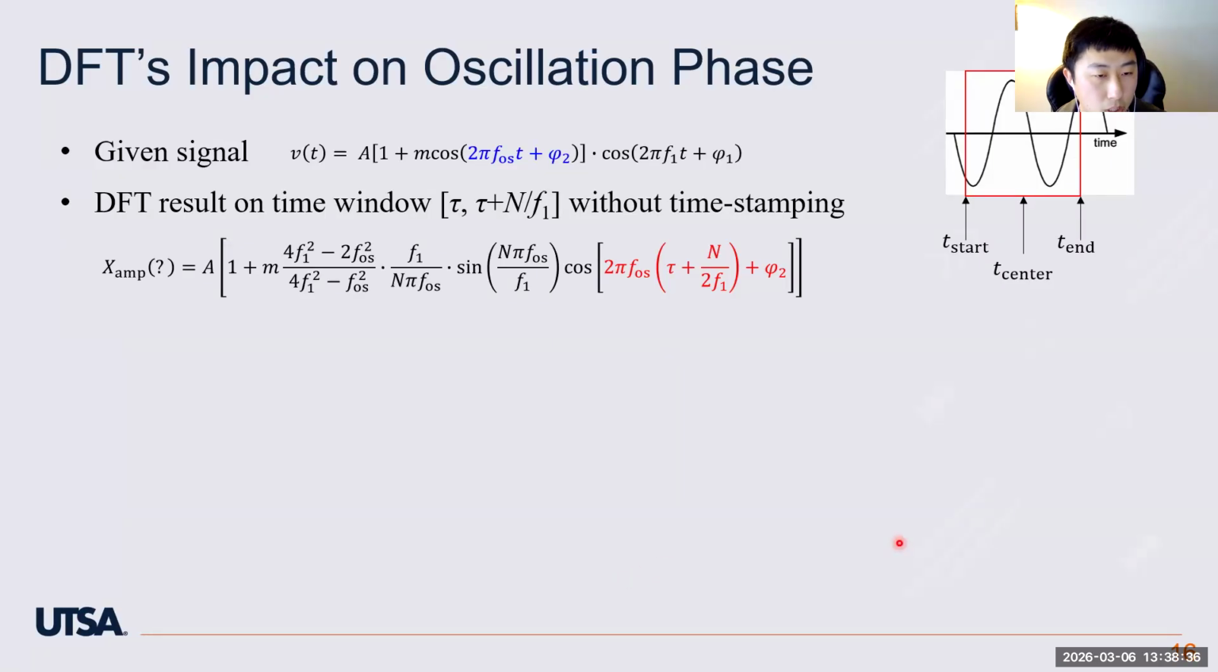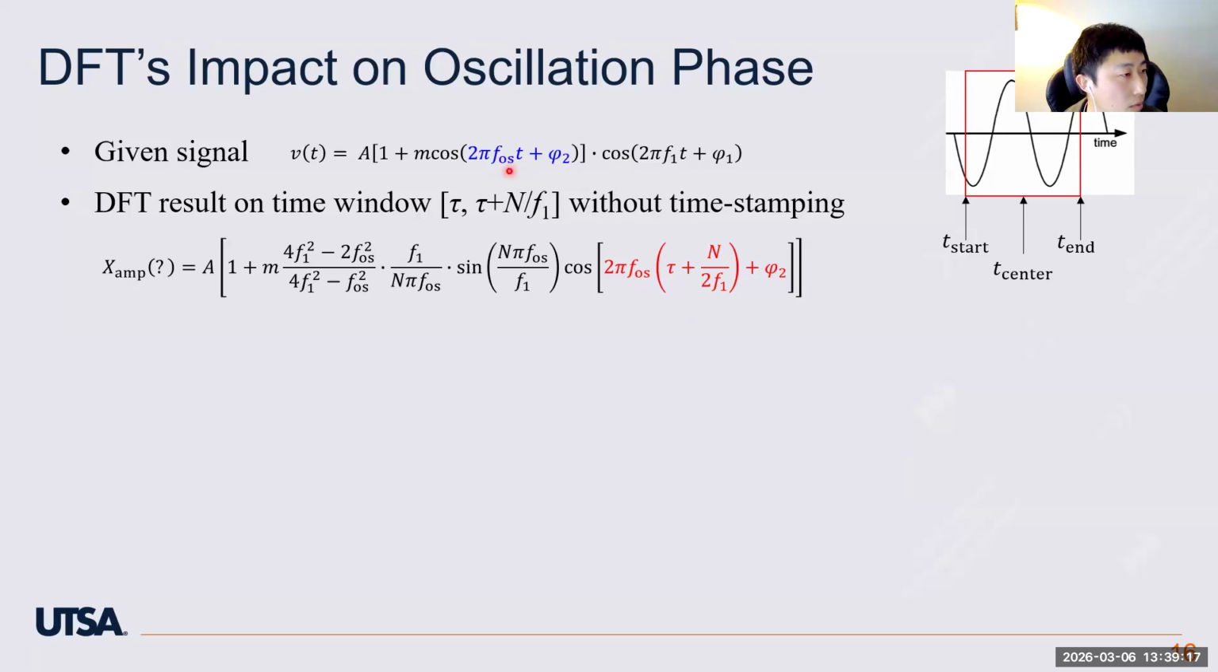So previously we talked about the DFT algorithm's impact on the phasor amplitude. And we found that DFT has an impact on the phasor amplitude. And at the same time, it can introduce phase flip, basically yes or no, whether there is a 180-degree shift in the oscillation phase. And we haven't shown whether DFT will introduce any impact on the oscillation phase directly. So here, this slide will show that.